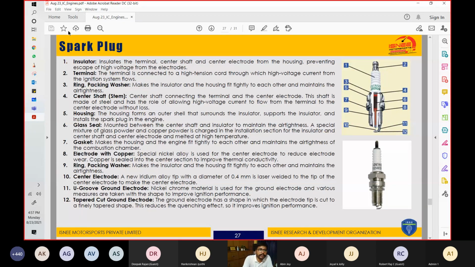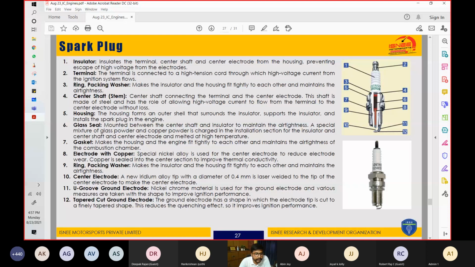These are the parts. This insulator, part number 1, this section, this is your insulator. You see, from here down till here, this is the insulator. And what does the insulator do? This insulates the terminal, center shaft, and center electrode from the housing, preventing the escape of high voltage from the electrodes. And what are the components we just named? Insulates the terminal, center shaft, and center electrode.